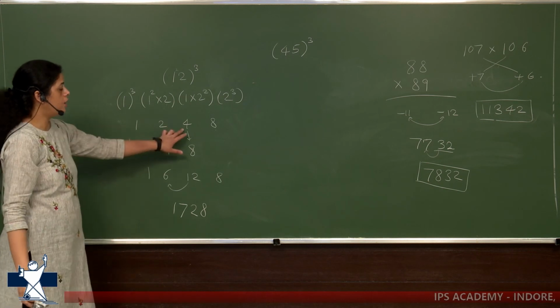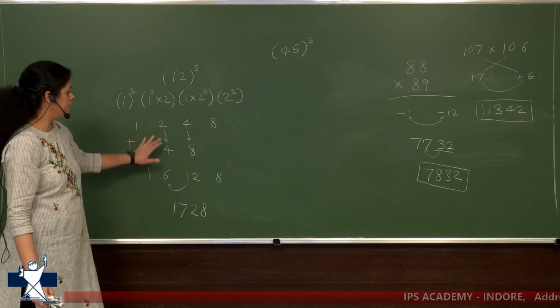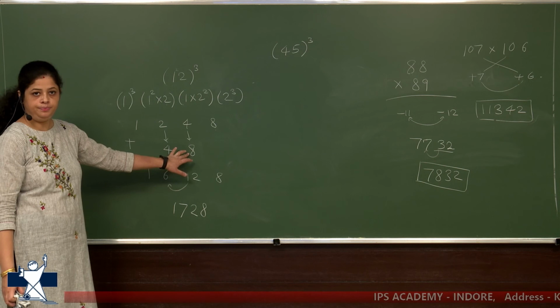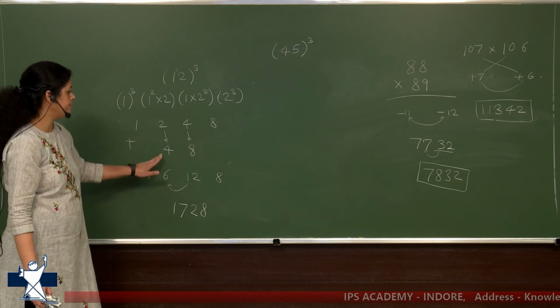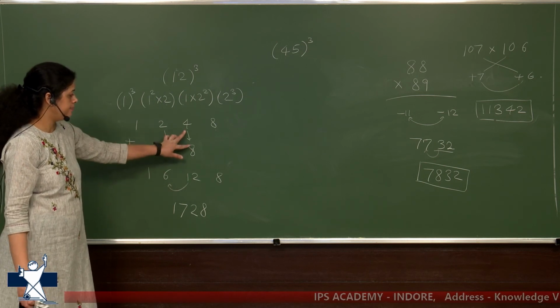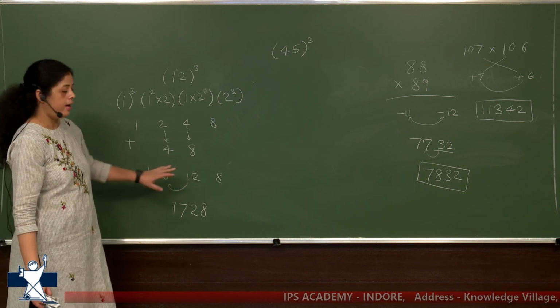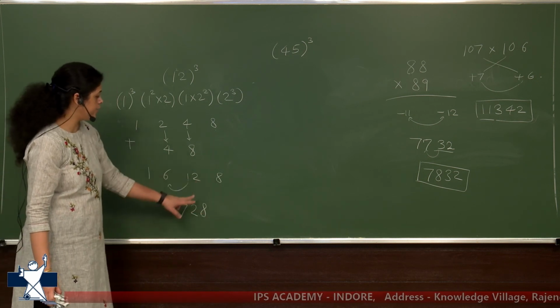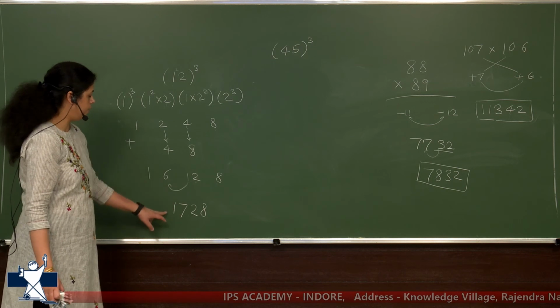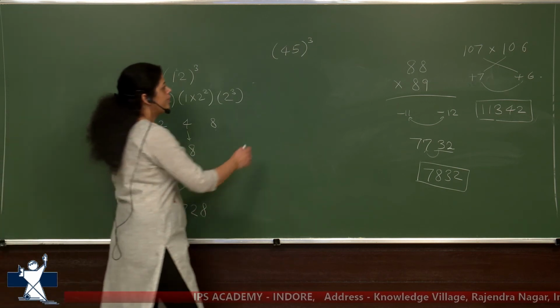Now middle numbers को हम double करेंगे. 2 will become 4, 4 will become 8. After doing that, we are going to add them, only middle numbers. And then we are going to write with the unit digits. Carry over होगा तो उसमें add होगा and we are going to add. Now 45 cube we were talking about.